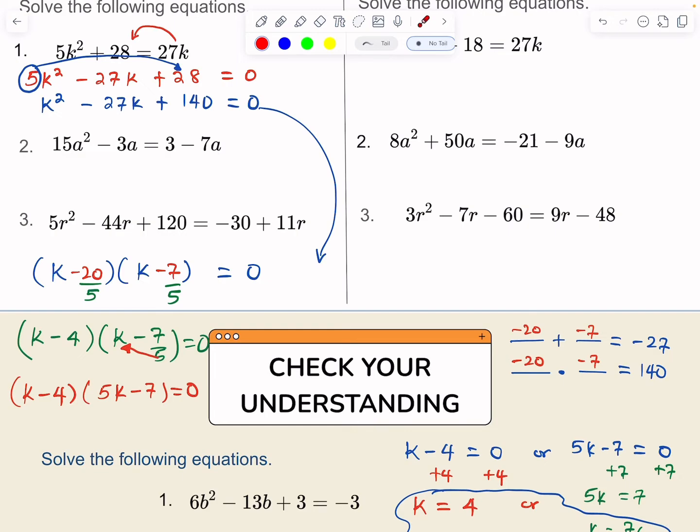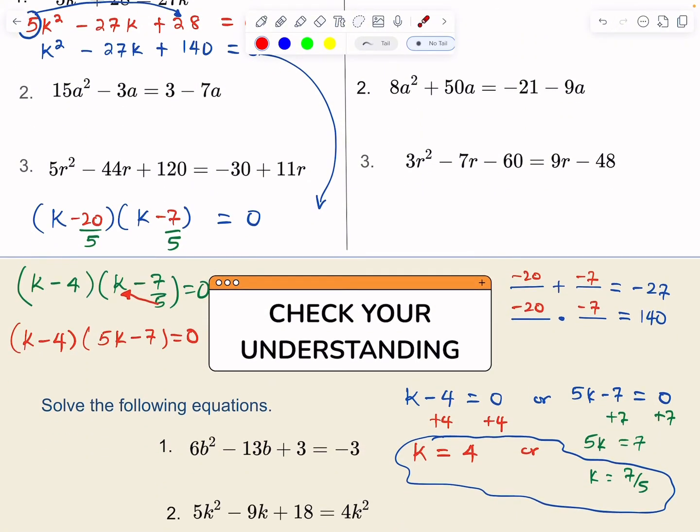Once you graph it, and then you check for the x-intercept, or you check for the solution, or you check for the root, you're going to see that your solution will be 4 or 7 divided by 5. And then we know that 7 divided by 5 is going to give me 1.4. If I'm not mistaken, it should give us 1.4. And now let's go to the next question.